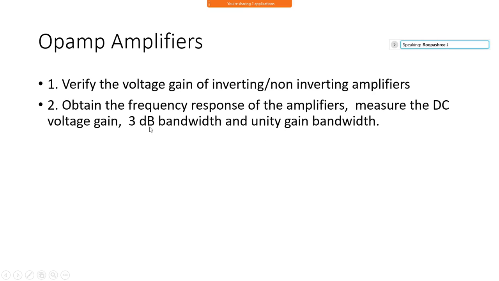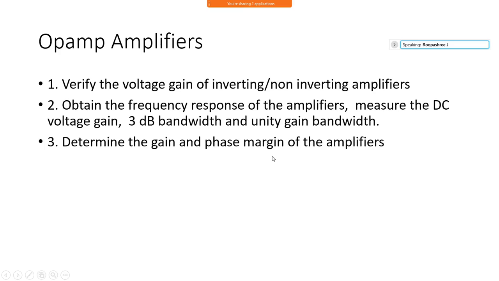Okay, forget about asking you people. The 3 dB bandwidth is the frequency at which the amplitude reduces by 3 dB compared to the maximum gain. Compared to the maximum gain, where it is 3 dB down, the corresponding frequency is called the 3 dB bandwidth. And the unity gain bandwidth is that frequency where the gain of the amplifier is 1, because it is unity.